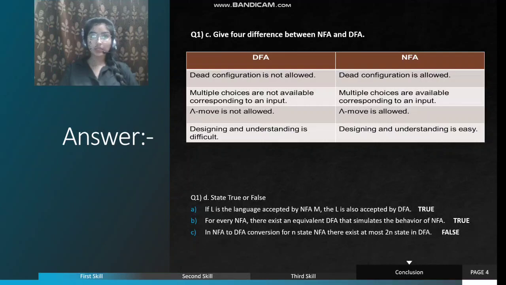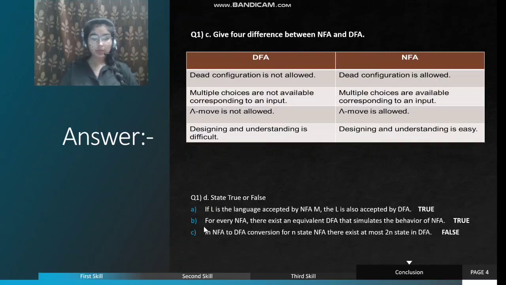Now let's look at the D part of question 1. The D part states true or false. The first statement says: if L is the language accepted by NFA M, then L is also accepted by DFA. This statement is true. If the language L is accepted by NFA, then L is also accepted by a deterministic finite automata. So the statement is true.